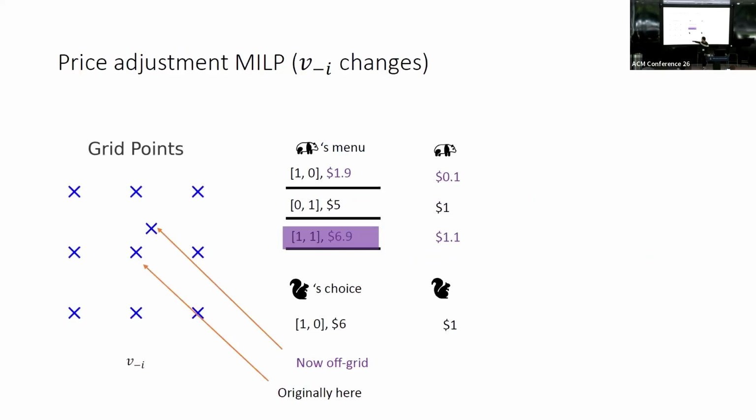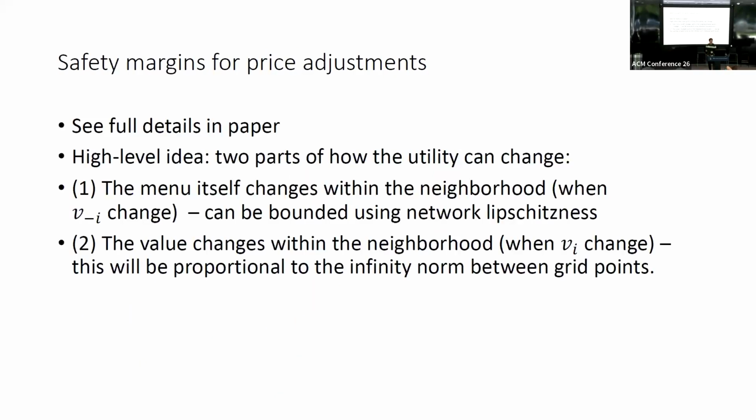So here we are plotting v minus I, and here v minus I is one bidder. Essentially, when the other bidder moves away from their grid point to a nearby neighborhood, the menu that this panda gets changes a little bit. And here we see the prices actually change by a little bit. This is because of our neural network framework. And because it changes a little bit, we also push it to an element that creates an over allocation. So essentially, we want to handle both of these changes.